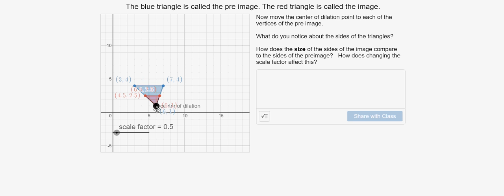I move my center of dilation here, and I use my slopes to tell me from the original to my new, half of the amount there. So when the scale factor was less, right, it got smaller, but it's still in that proportion to the original triangle.